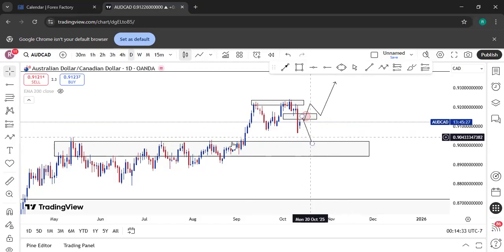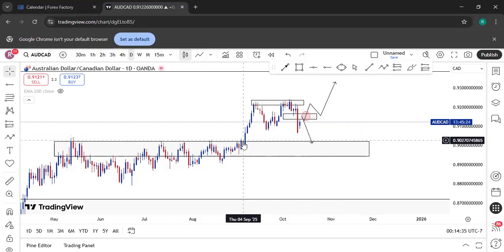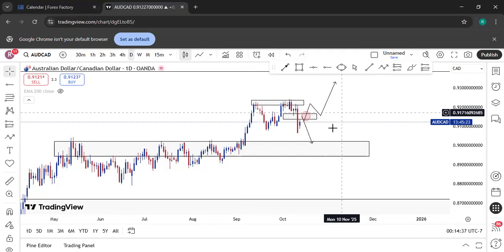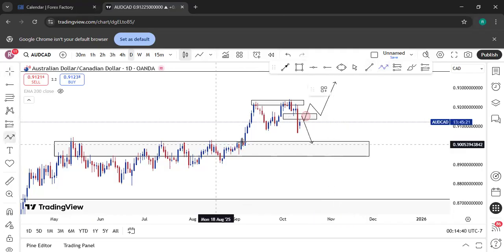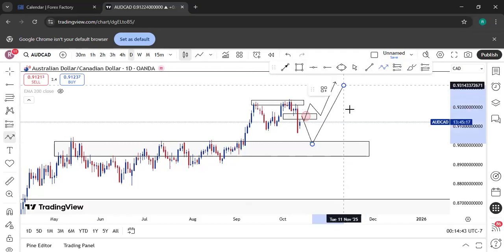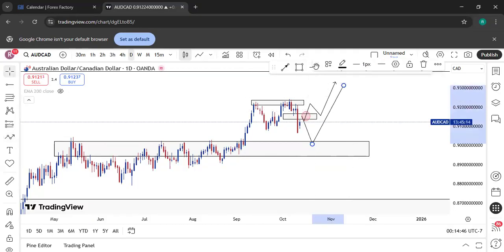So it could possibly drop into this level here. And from this other block, we could be looking out for opportunities to take a buy trade. We're going to see how the market unfolds as the week goes by. Today is Monday, so we have Tuesday, Wednesday, Thursday, Friday. We'll pay attention to look out for the opportunities as the market creates them.